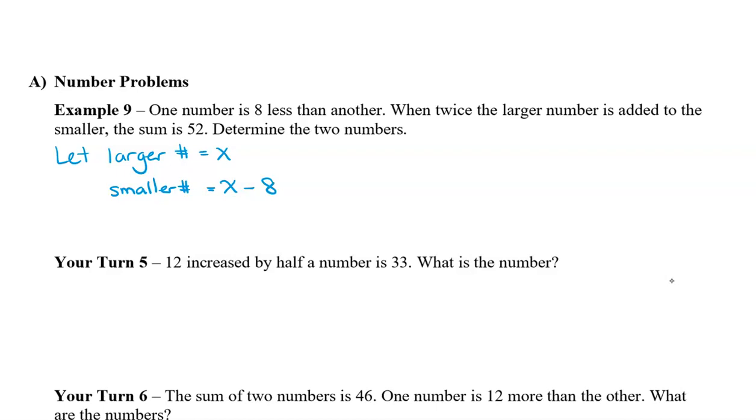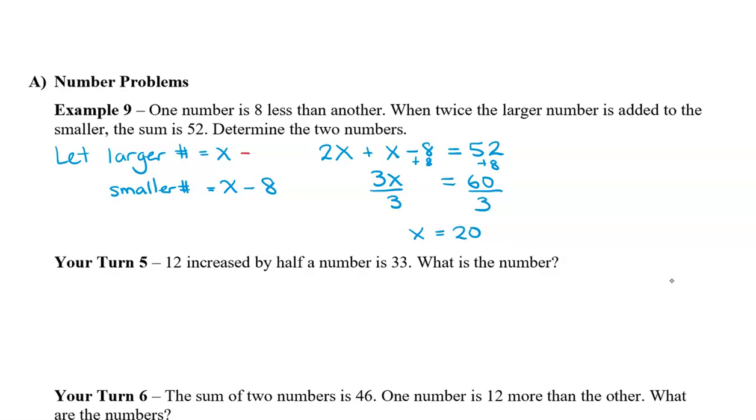All right, so now let's read the rest of it again. When twice the larger number, so we're going to go 2 times the larger number, which is 2 times x, is added to the smaller. In this case, "is" does not mean equal, because it says it is added to the smaller number. So 2x plus x minus 8. The sum, so equals 52. So now what we can do is 2x plus x, that's going to be 3x. And let's do 2 steps at once. We're going to add 8 to both sides, so that equals 60. And then divide both sides by 3. And x equals 20.